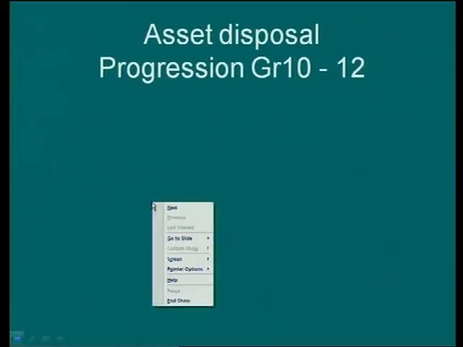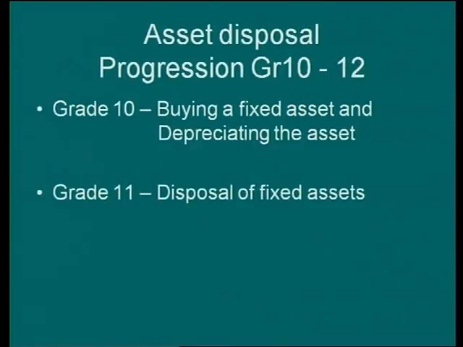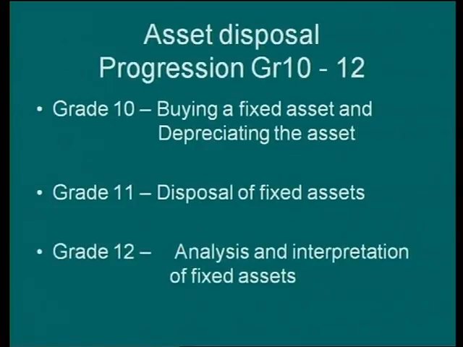So let's just go back all the way to grade 10, and let's see what it is that you were equipped with in grade 10 already that you now need in this section. So let's go to the PowerPoint. You'll see that in grade 10, you started with buying a fixed asset and depreciating the fixed asset. We'll talk about depreciation in more detail later on. Then in grade 11, we spoke about disposal of fixed assets. And now in grade 12, you have to analyze and interpret the fixed assets.